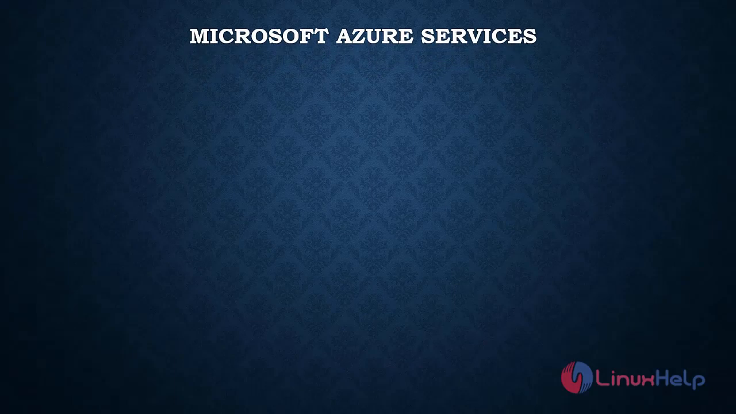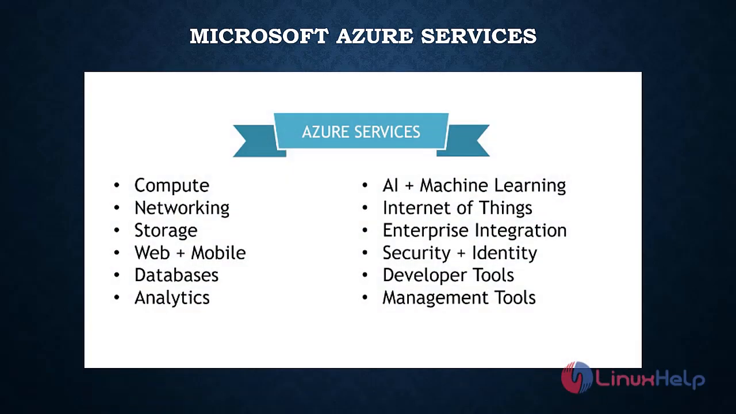Next, we are going to see Microsoft Azure services. As you see in the picture, these are all the Azure services. There are services like compute, where Azure VM is used, and storage services, such as Azure SQL. For networking, Azure VNet is used. For security and identity, Azure AD and RBAC are used.